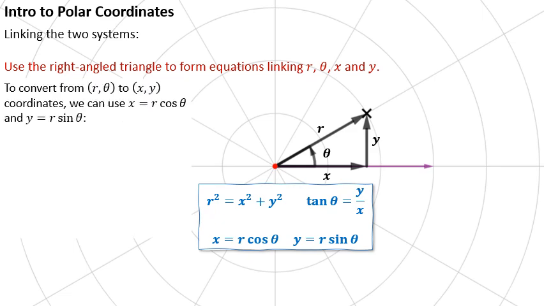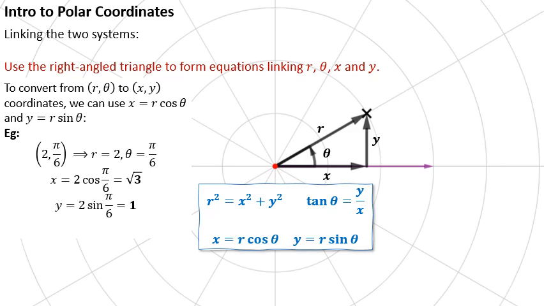If you need to convert from polar to Cartesian form, we would use x equals r cos theta and y equals r sine theta, and it would look something like this. The point (2, pi by 6) means r is 2, theta is pi by 6. If we put it into those two equations, we get x as 2 times cos pi by 6 and y as 2 times sine pi by 6. So the Cartesian coordinates would be root 3, 1.